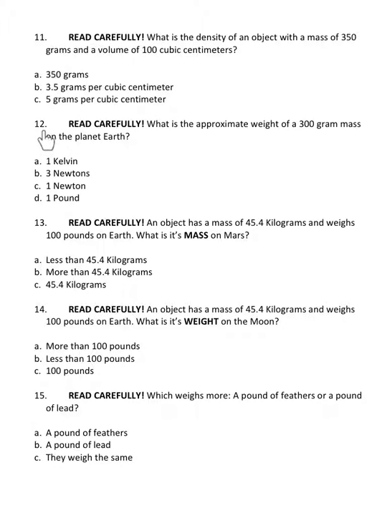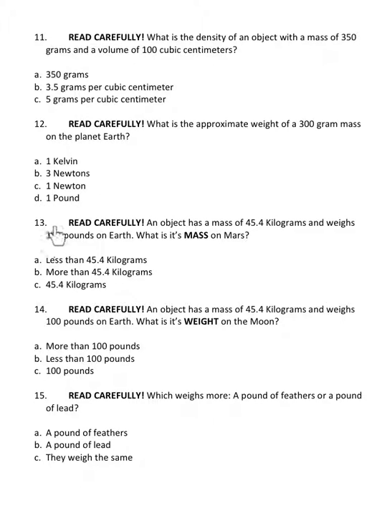Number 12. Read carefully. What is the approximate weight of a 300-gram mass on the planet Earth? A. 1 Kelvin. B. 3 newtons. C. 1 newton. D. 1 pound.